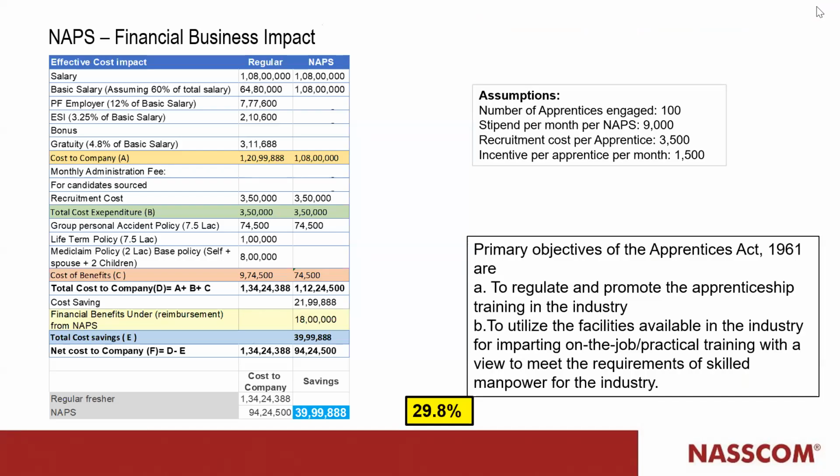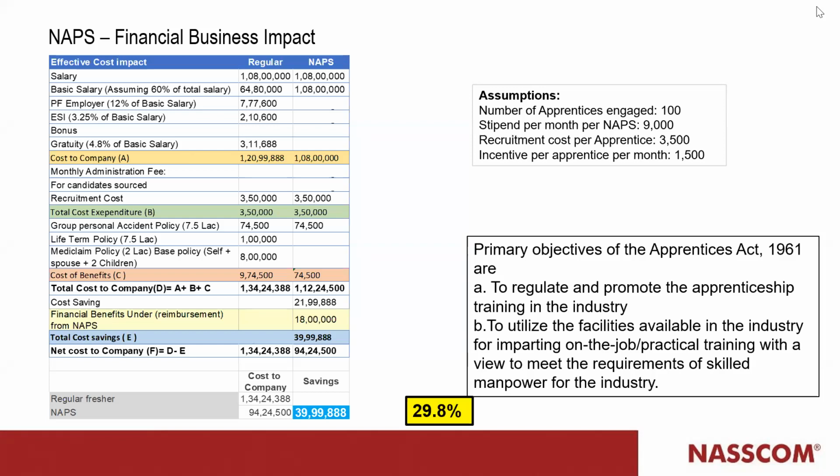Before we go to this slide, I want to say one more thing: a minimum of 2.5% of the total headcount of an organization needs to be engaged as apprentices. We also say that an organization can go up to a maximum of 15% all across India. And if you are lucky and located in Maharashtra, you can engage up to 25%. That's a different thing. So across India, the maximum number of apprentices that can be engaged is 15% of your headcount. We said the minimum is 2.5.